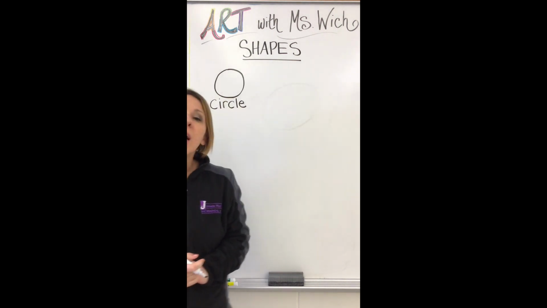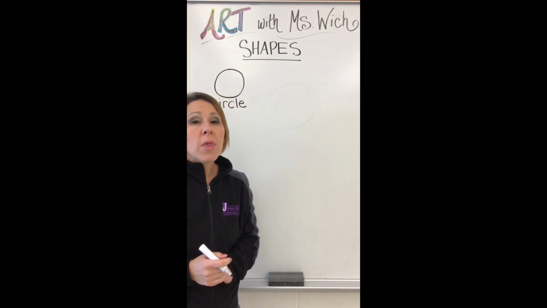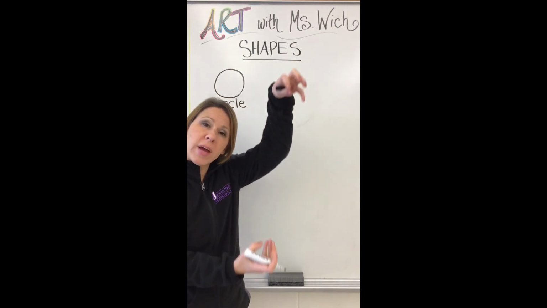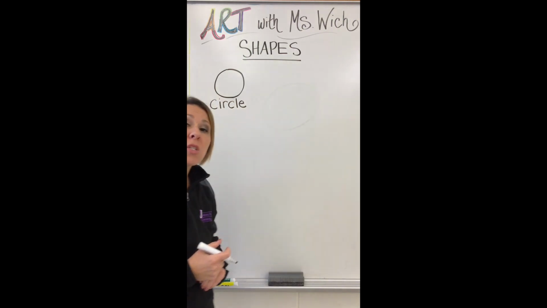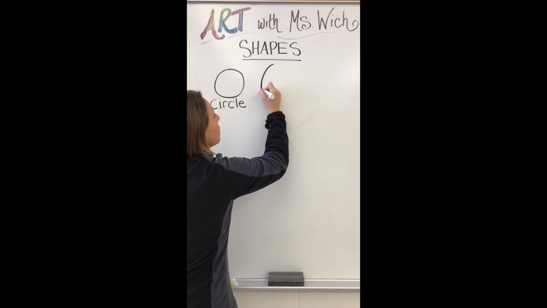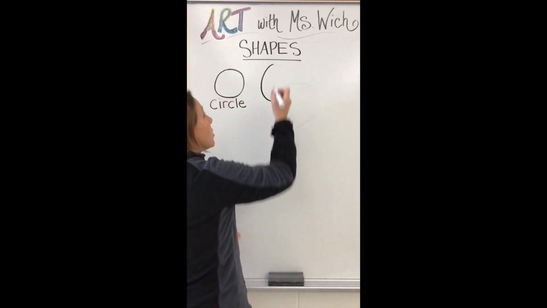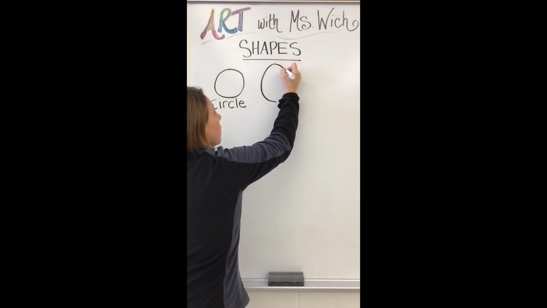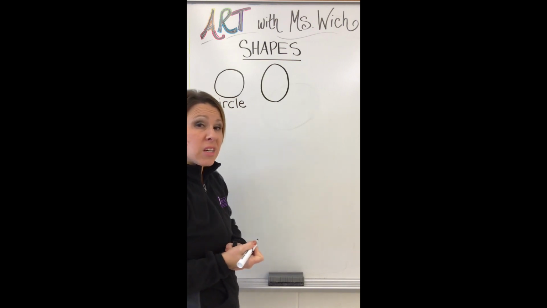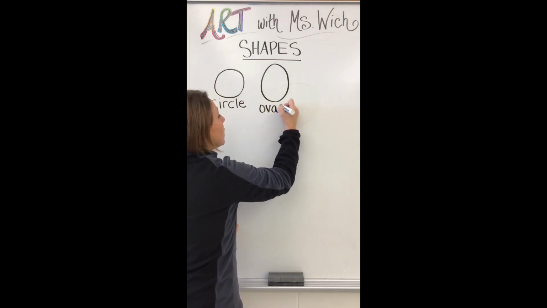Okay? Now, our next shape is going to be an oval. An oval is very similar to the circle, except it's stretched out a little bit more. So I'm going to make a longer letter C curve. Now go back up to the top and do your long backward C curve. And this is my oval. O-V-A-L.